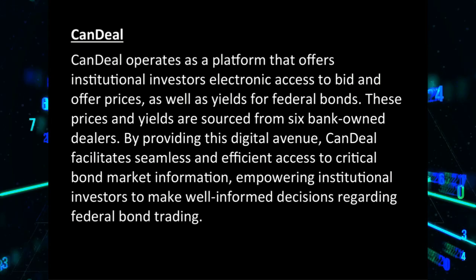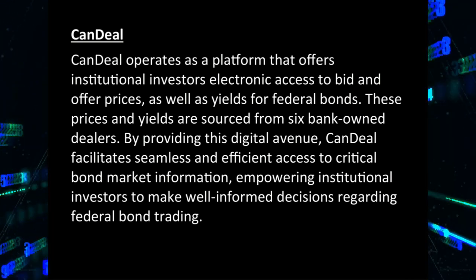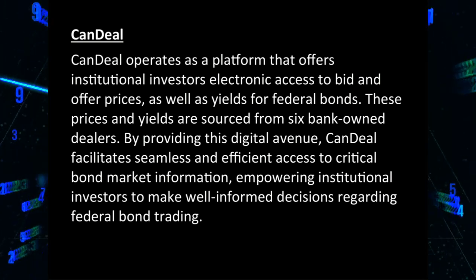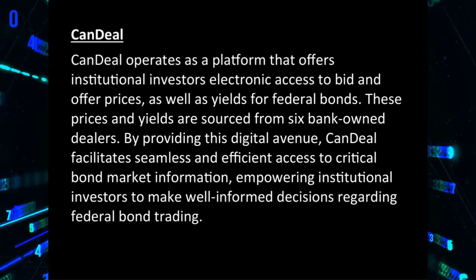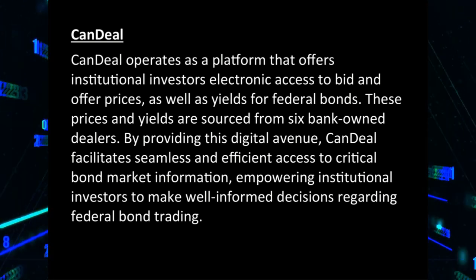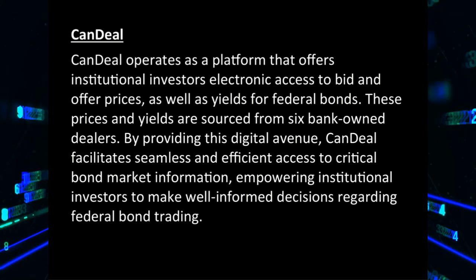CanDeal. CanDeal operates as a platform that offers institutional investors electronic access to bid and offer prices, as well as yields for federal bonds. These prices and yields are sourced from 6 bank-owned dealers.